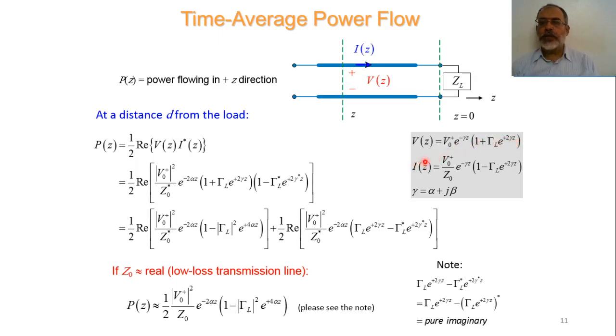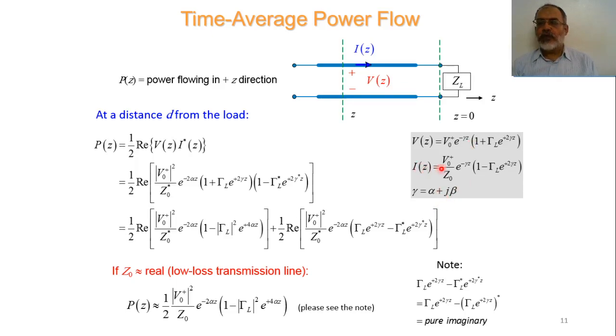And the current at any point along the transmission line would be V naught plus over Z naught multiplied by e to the power minus gamma Z, which is the forward propagating current, multiplied by 1 minus gamma L e to the power 2 gamma Z. And gamma is alpha plus j beta, so we are going to replace each gamma by alpha plus j beta.